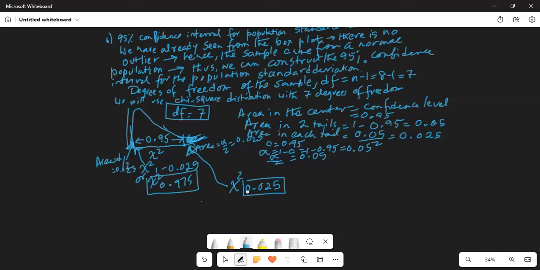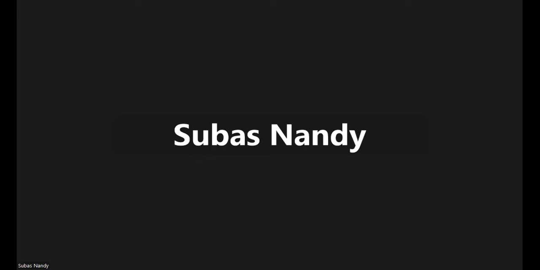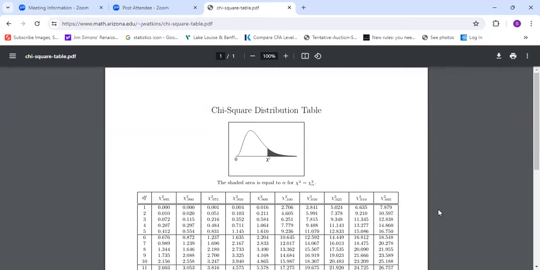How will I do that? I have to look up in the table. So for a minute, I will stop sharing my board and I will go to the critical value table. Give me a minute and let me find the table for you. Okay, so I will share it with you. So this is my chi-square table.